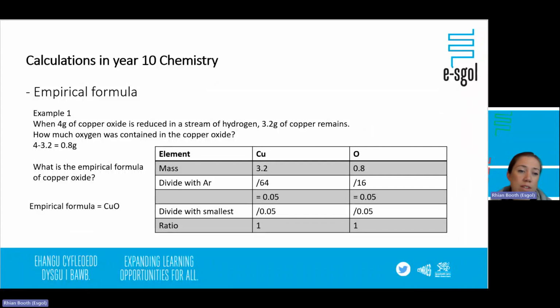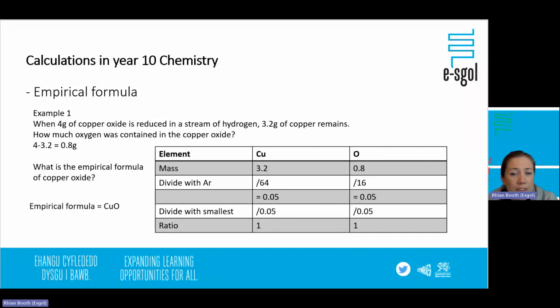The mass for both of those, which we calculated from the previous question: copper was 3.2, that was given to you. Oxygen, 0.8, that is the amount that you actually had to calculate. So there you have 3.2 for copper, 0.8 for oxygen. The next thing you need to do is divide the mass by the AR for that element. So the AR for copper is 64 and the AR for oxygen is 16. So divide both of those. 3.2 over 64 gives you 0.05 and 0.8 over 16 gives you 0.05 as well.